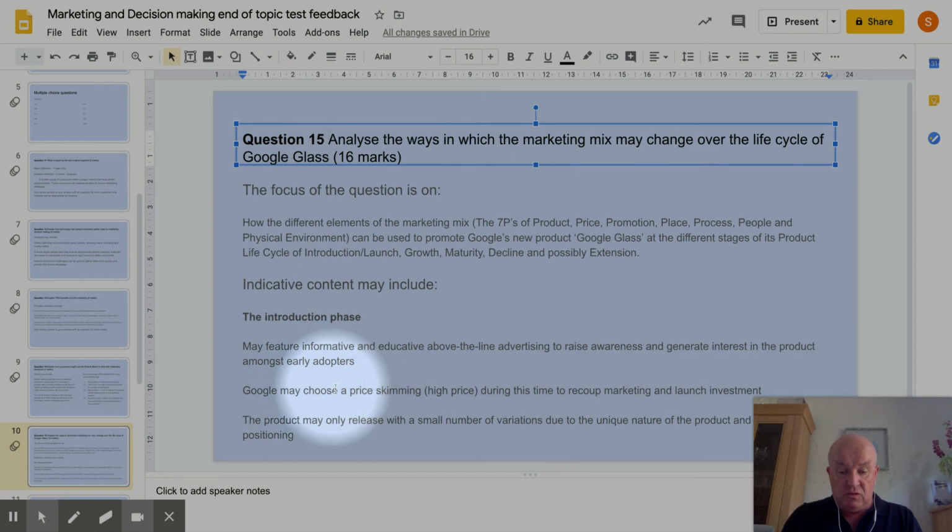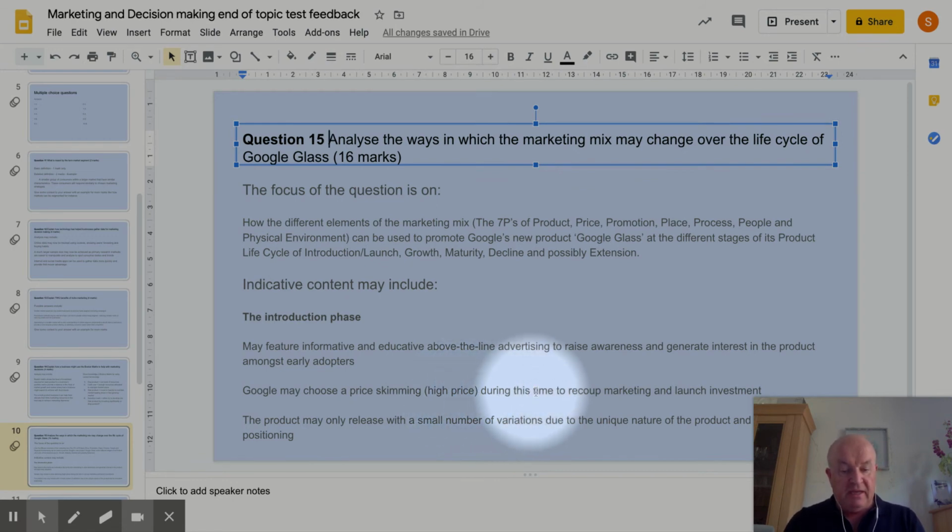Okay. Given that this was a very innovative product, I would suggest that in this instance, Google would probably choose price skimming. So they'd choose to set this at a high price. And as you can see from the case study, which you will be able to have a look at, you should be starting to think about how you might use the case study to demonstrate and support the point that you're making in your answer, okay?